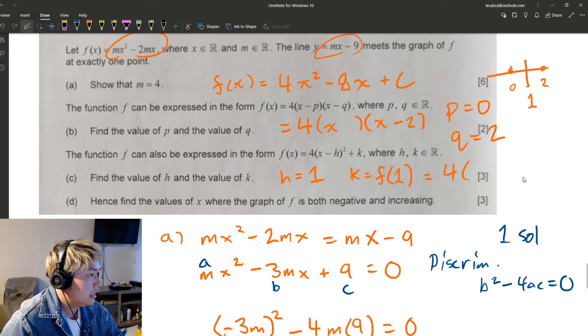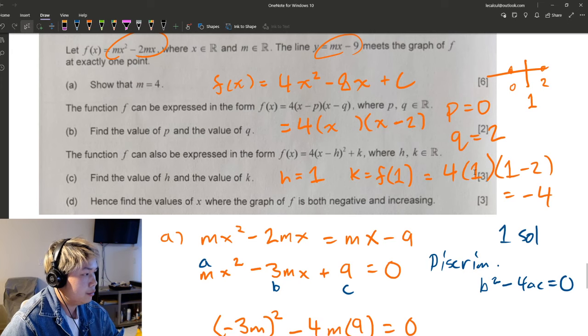So 4 times 1 times 1 minus 2. So that's just going to be negative 4. Right? 4 times 1 is 4. And then 1 minus 2 is negative 1. So 4 times negative 1 is negative 4. So there's your h. There's your k.